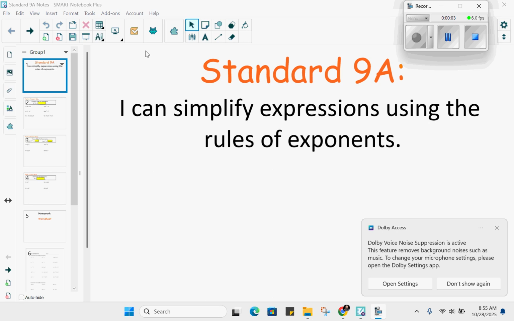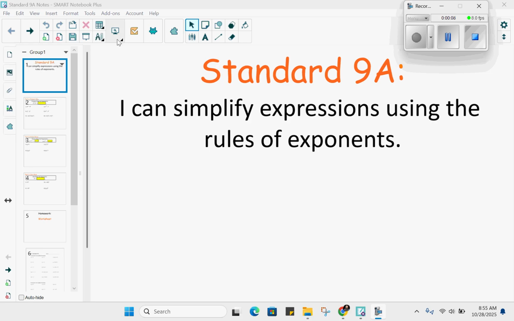All right, ladies and gentlemen, we are here for the standard 9A lesson. Let's get into it. See if we can get this to work.